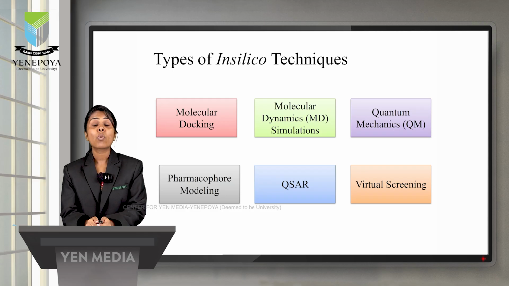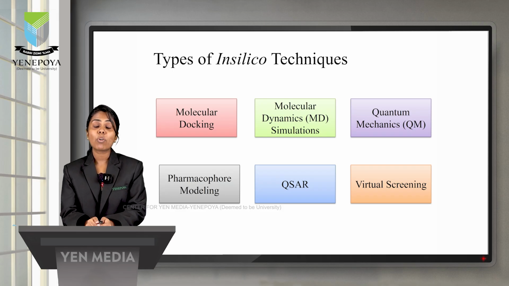Quantum mechanics is a method that uses science to understand how atoms or molecules behave in a detailed manner, how they interact with each other and how they are bonded with each other. By seeing the structure of the molecule, we can determine how they behave in different situations. So quantum mechanics is very helpful.